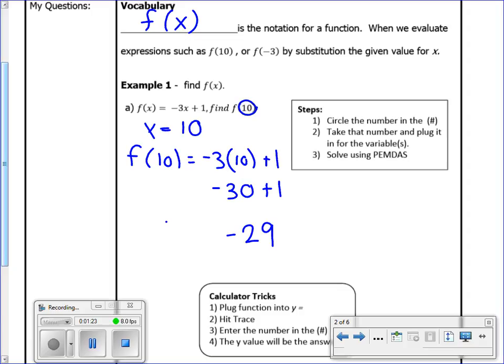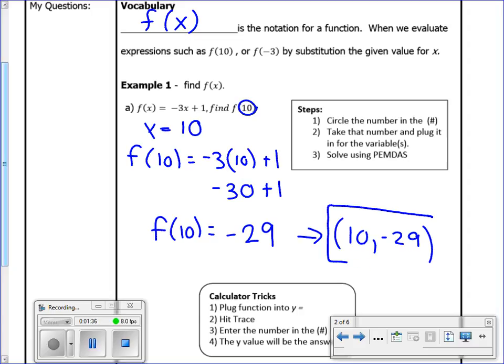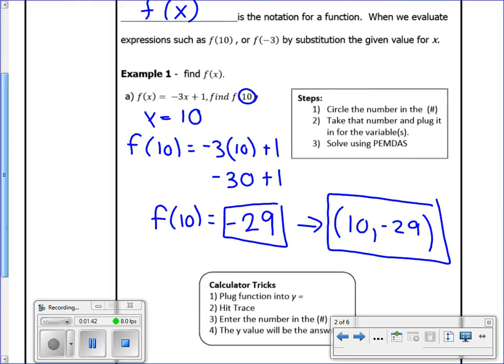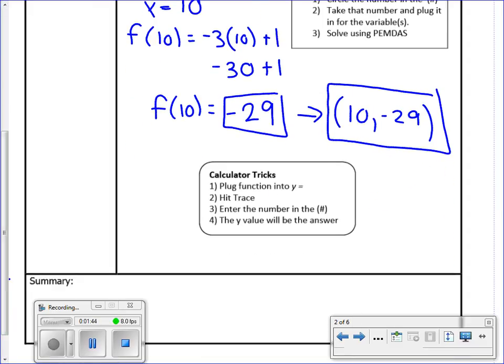So your answer is, when x is 10, y is -29. You could even write this as an ordered pair, (10, -29). 10 is your input, and -29 is your output. Your calculator trick here is you can plug the function into y equals, hit trace, and then enter the number for the x value, and the y value will be your answer.